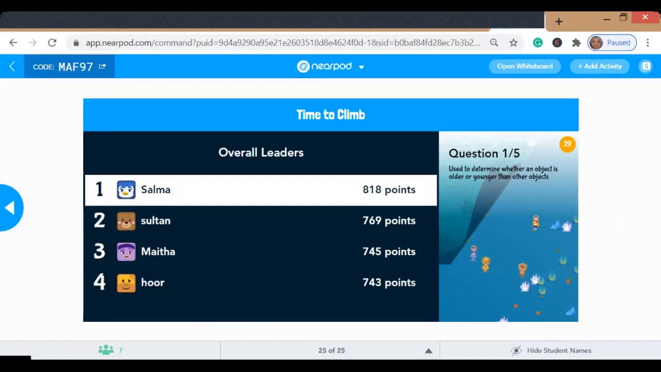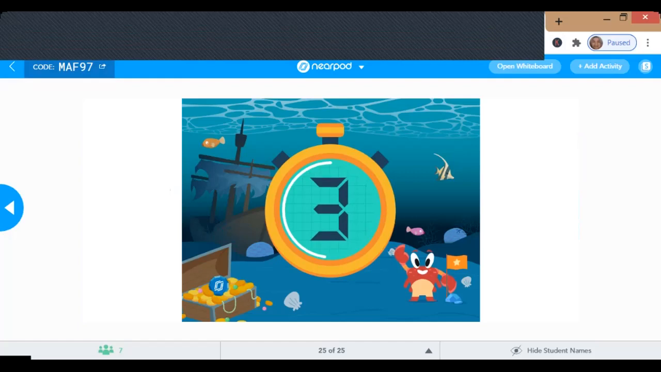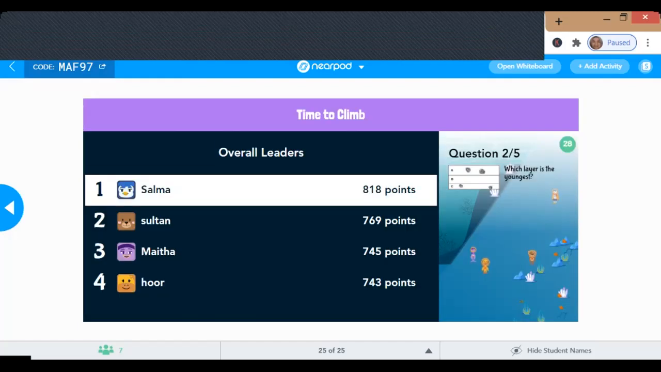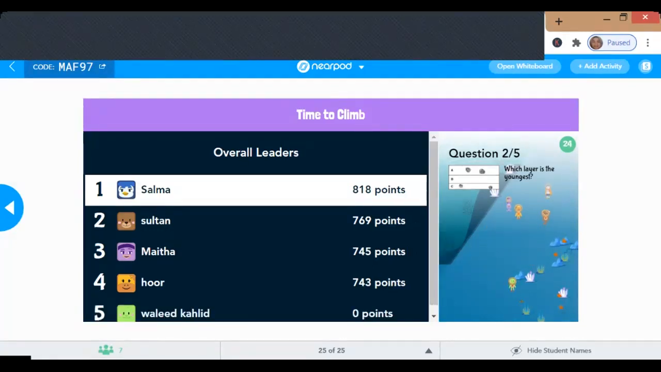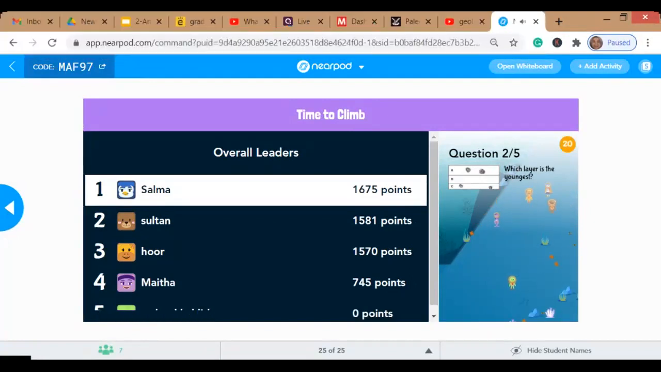Now the first question is used to determine which layer is the youngest. Here you can see the picture. Layers A, B, C. You need to select which one is the youngest layer. Well done.